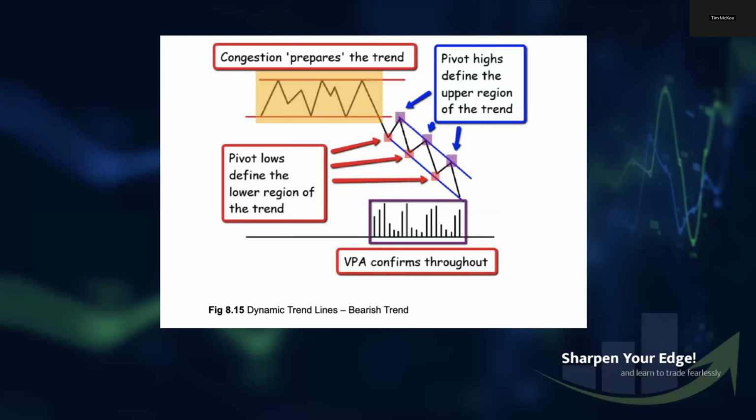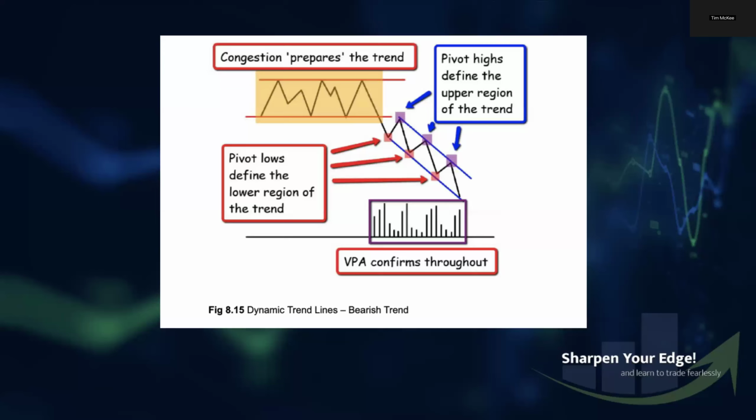So once you've developed a deeper understanding of congestion phases, VPA, and trends, all that remains is for you to decide as a trader the tactical approach to adopt. Are you going to look for reversals, or are you going to wait for the trend to develop before jumping in? As always, there's no right or wrong answer, just what suits you and your risk and money management rules.